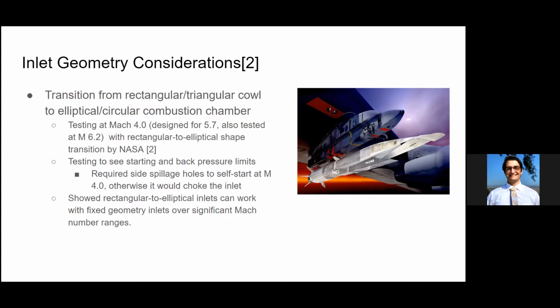And one important note is that this required side spillage holes to self-start at Mach 4. Otherwise, the flow would choke at the inlet. They also showed in conclusion that the rectangular to elliptical inlets can work with a fixed geometry over significant Mach number ranges. Going back to the first bullet, you can see they were able to run at Mach 4 all the way up to 6.2, which is a pretty big speed range for a fixed geometry.